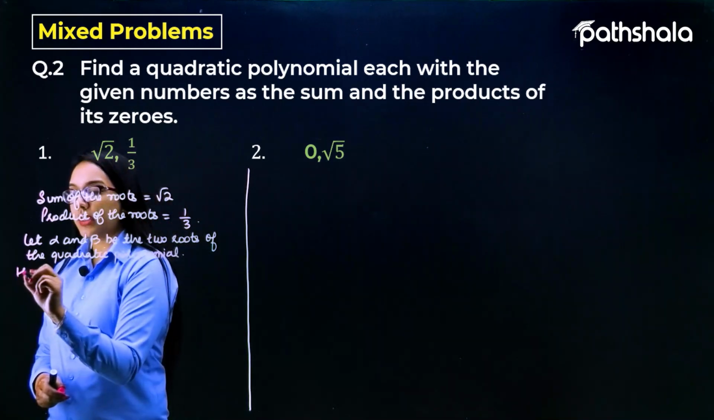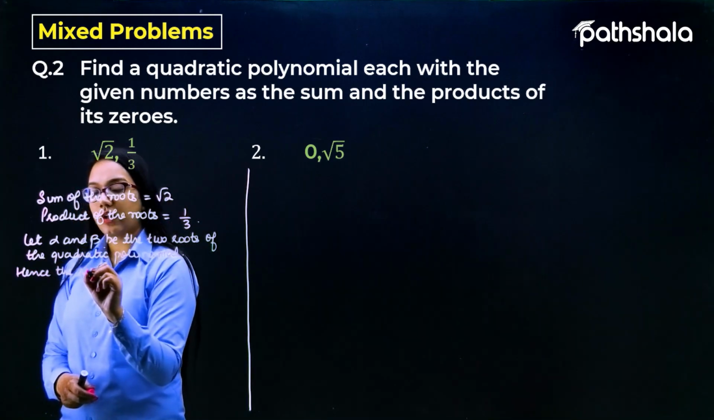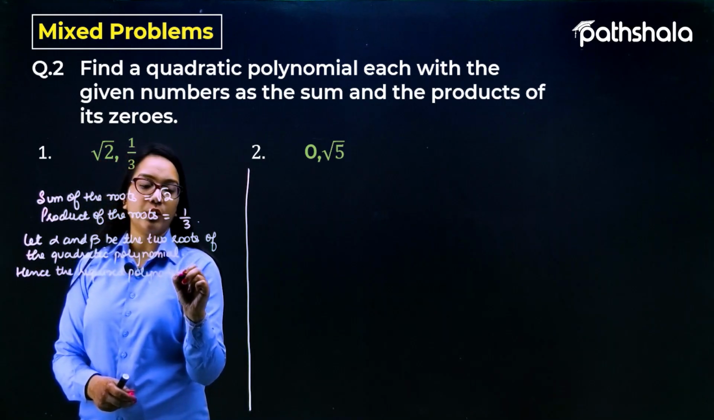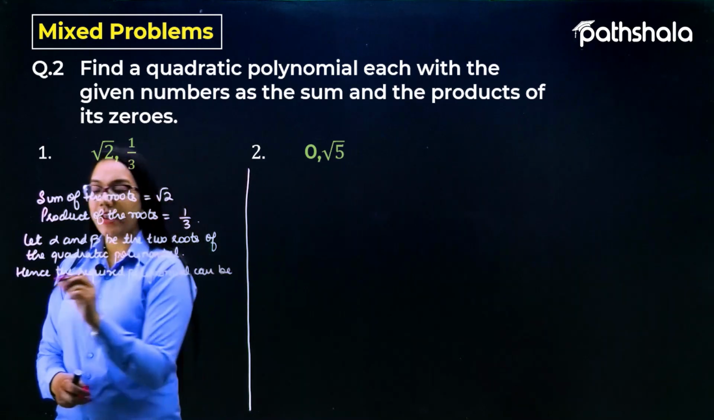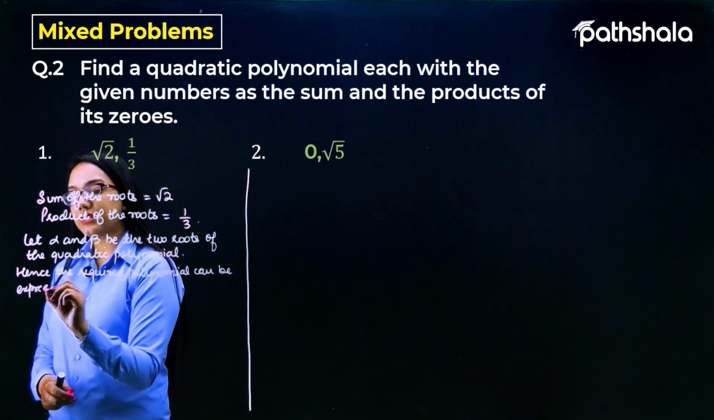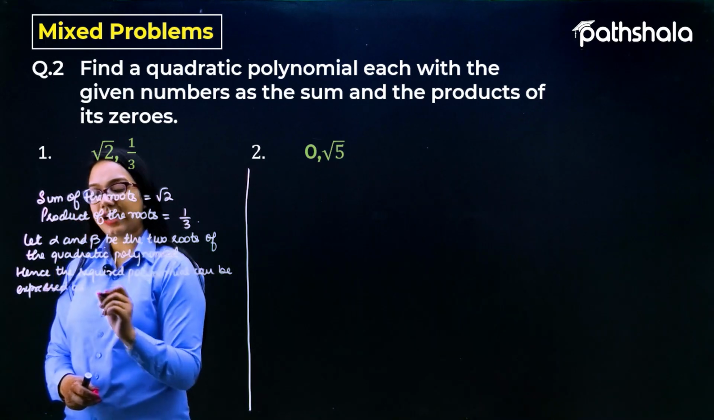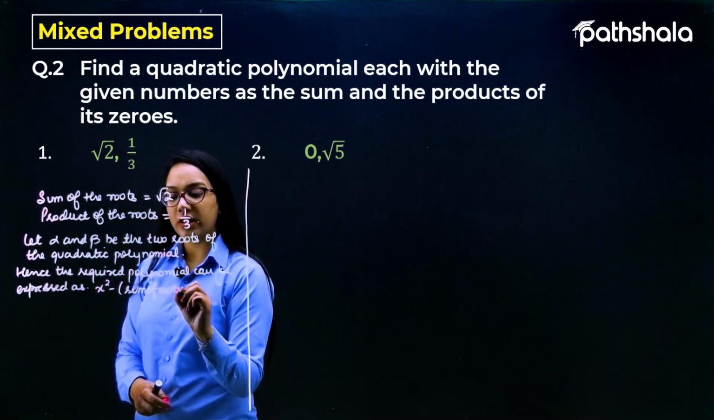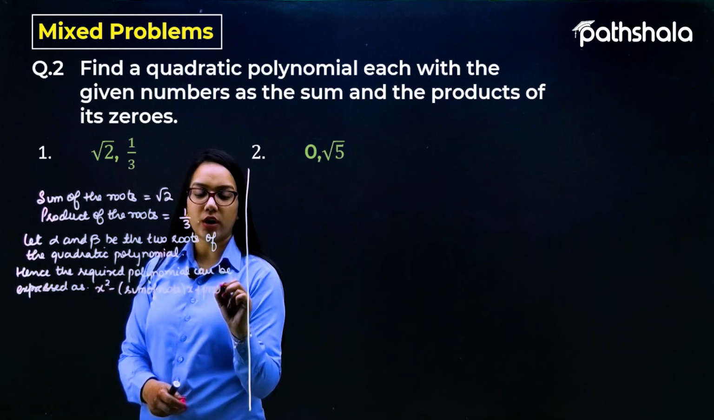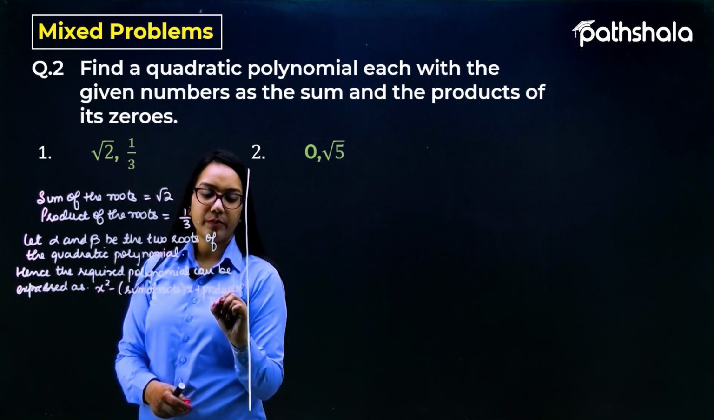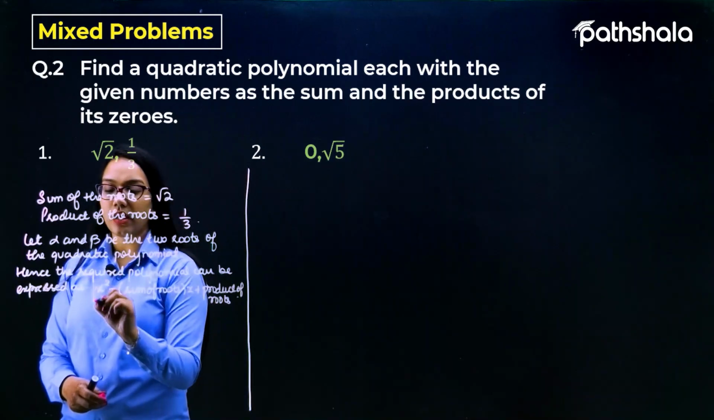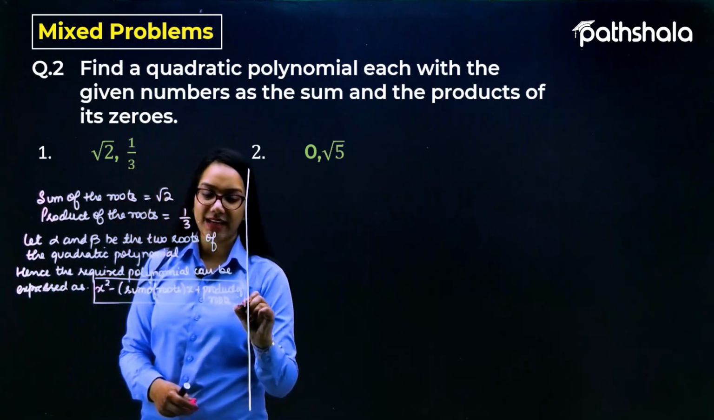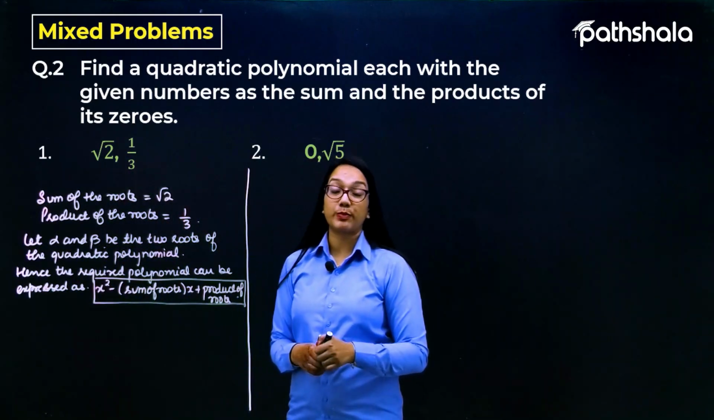Hence the required polynomial can be expressed as x square minus sum of roots into x plus product of the roots. This is nothing but the required quadratic polynomial, which can be expressed as x square minus sum of the roots into x plus product of the roots.